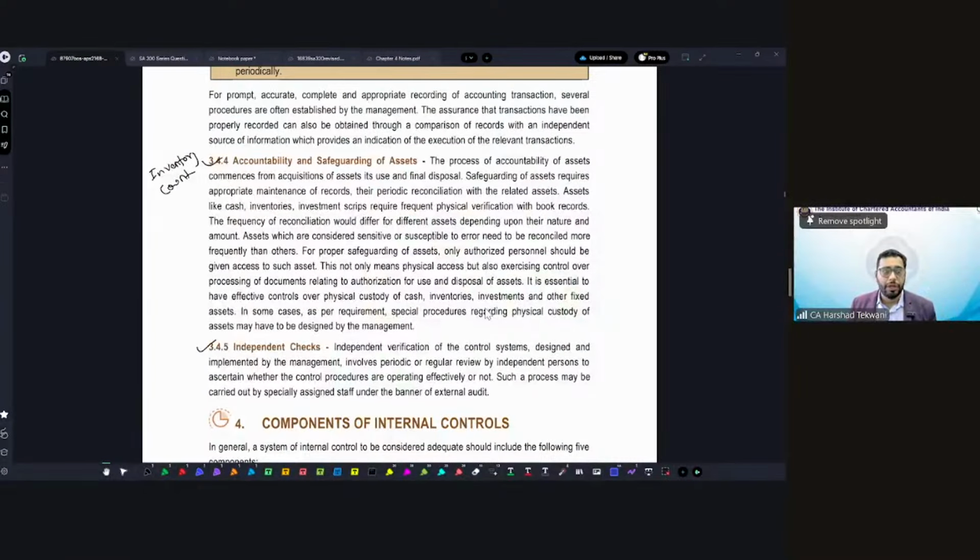So today we are going to continue our chapter number 4. Very important, very crucial chapter for you to understand. The reason is that we are understanding risk assessment and internal controls, the very important part in any audit.